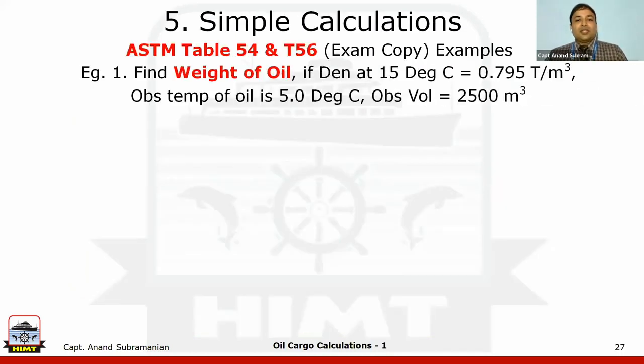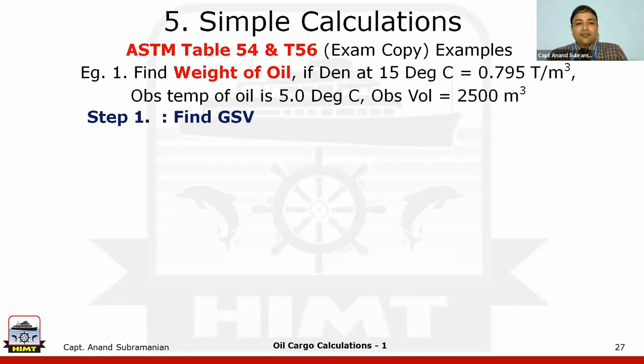Okay, so let's work out this particular numerical. Some of the values you already have from your previous examples. Find the weight of the oil if the density at 15 degrees Celsius is 0.795, the observed temperature is 5 degrees and the observed volume is 2500. Earlier we calculated the standard volume, GSV. Now what we want is the weight of the oil.